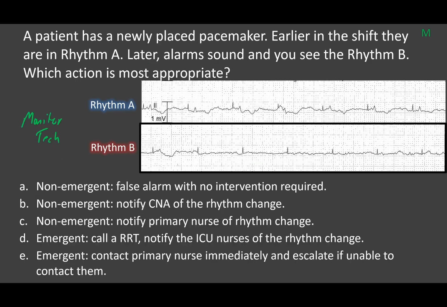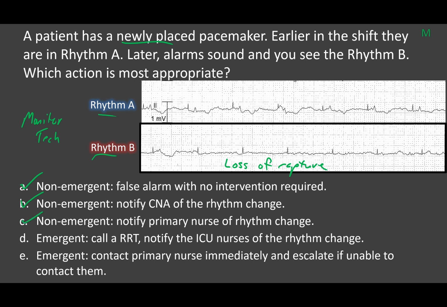So we'll go to the next slide. And so newly placed pacemaker, rhythm A, rhythm B, and we have loss of capture. And it's not just one beat, it's a series of beats. And so how emergent is it? Well, would I say no interventions required? Absolutely not. Is this something that the CNA can address? Absolutely not. Is this non-emergent and you can just kind of let the nurse know? Nope, that's not the case either.